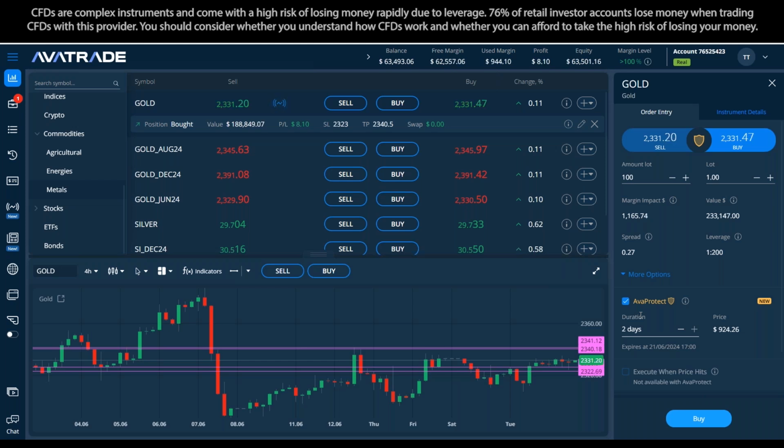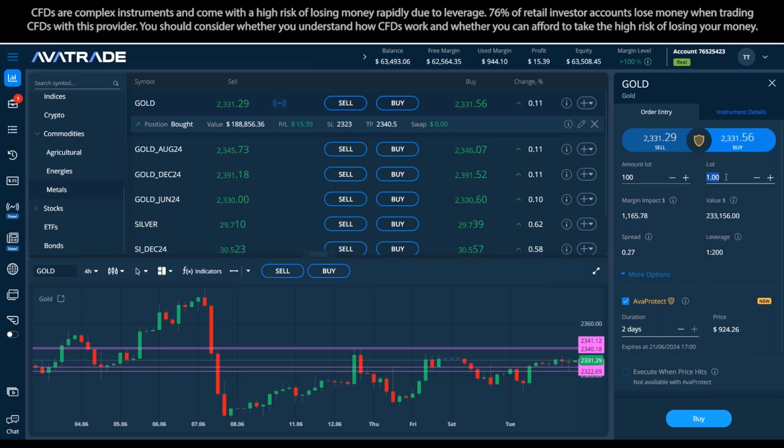Okay, so if I know there are big announcements like there are tomorrow, and I also think in the short term it might start trending the right way, but I want to hold it through those large announcements, then rather than risk this flying the wrong way and hitting my stop loss, I can protect it with AvaProtect for the length of time that makes sense.